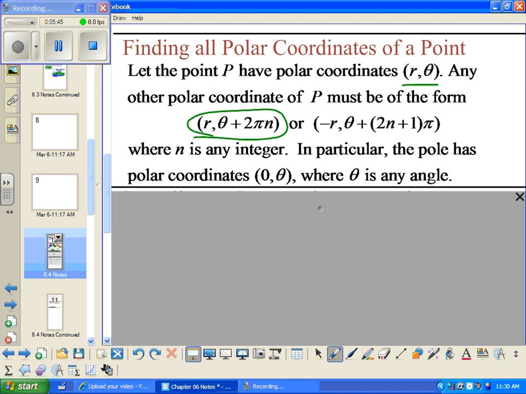Or we could also go in the opposite direction, which would be negative r, but then we'd have to take theta plus (2n plus 1) times pi, which basically means we're going to go in the opposite direction, so we need the opposite angle. This is just the formula to remind you how to do that. So understand, to get that same coordinate point (r, theta), we've got different ways of doing it. We can add 2 pi n, or we can go in the opposite direction and add (2n plus 1) pi to what we started with for an angle.